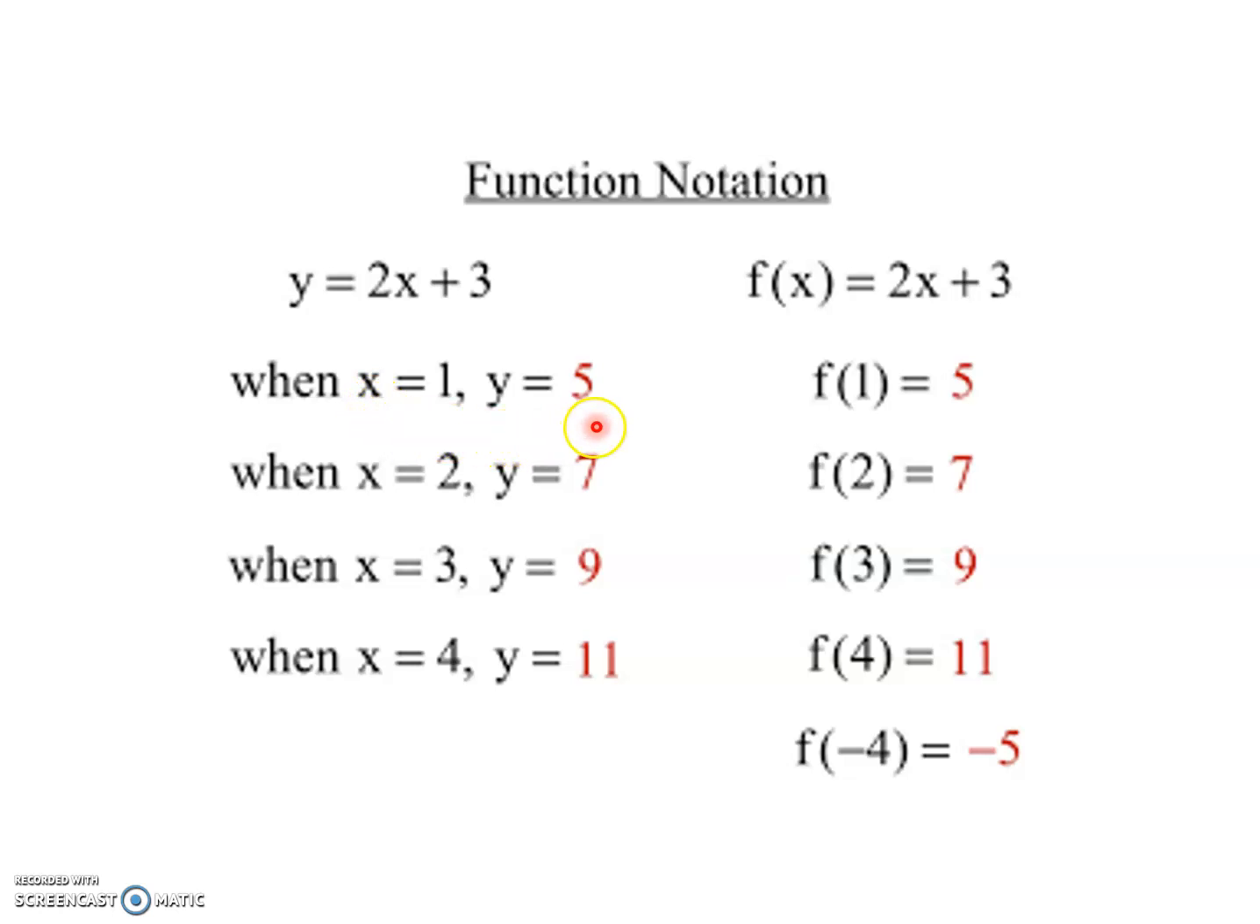If x equal to 1, y is equal to 5. We have to put x equal to 1, so 2 into 1 is 2, 2 plus 3 is 5. Suppose x equal to 2: 2 2s are 4, 4 plus 3 is 7. x equal to 3: 3 into 2 is 6, 6 plus 3 is 9. x equal to 4: 4 2s are 8, 8 plus 3 is equal to 11. If we put x equal to minus 4, minus 4 into 2 is minus 8, plus 3, that is minus 5.